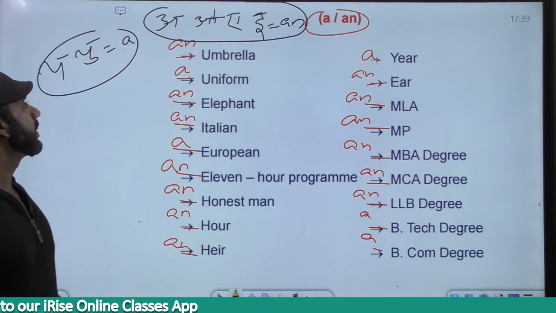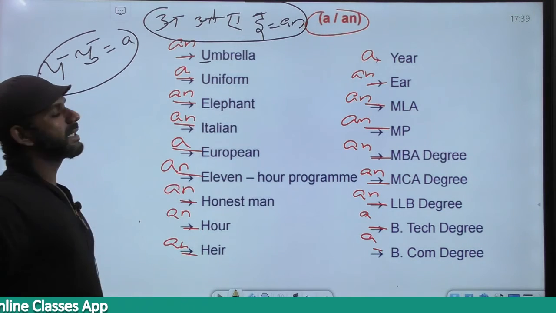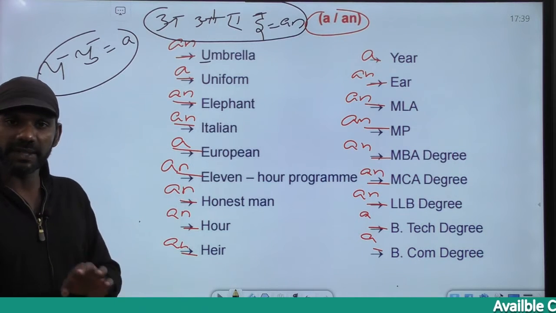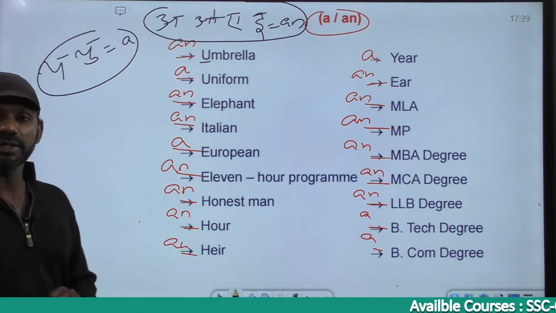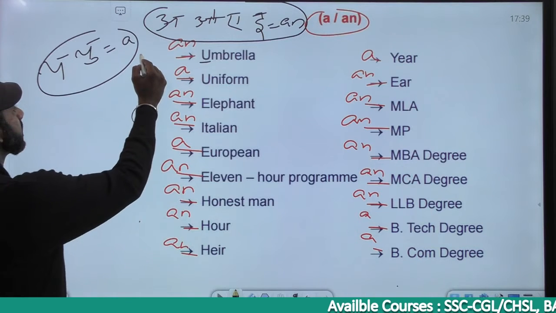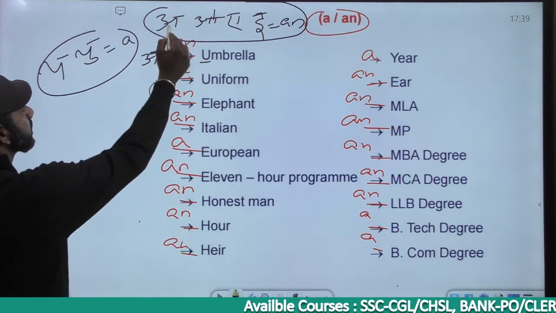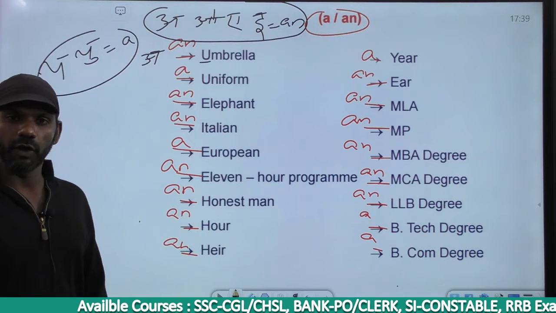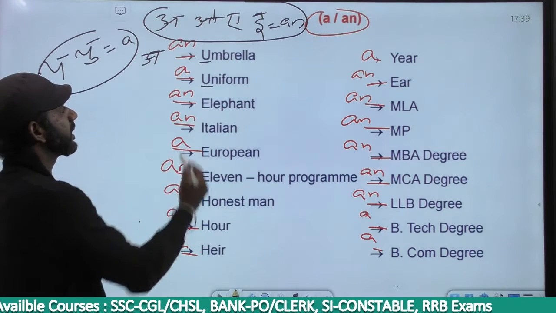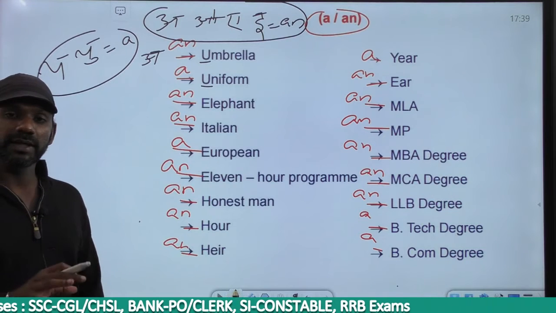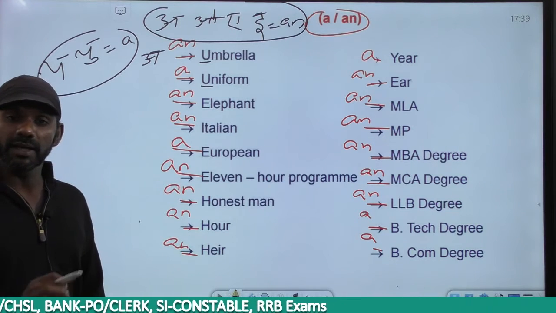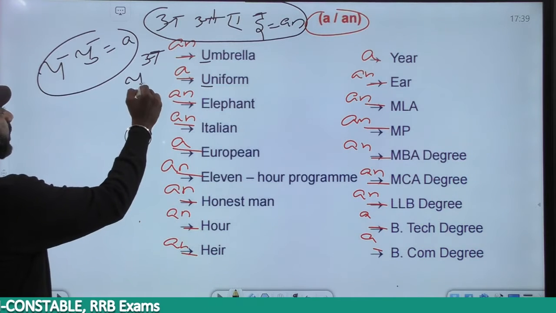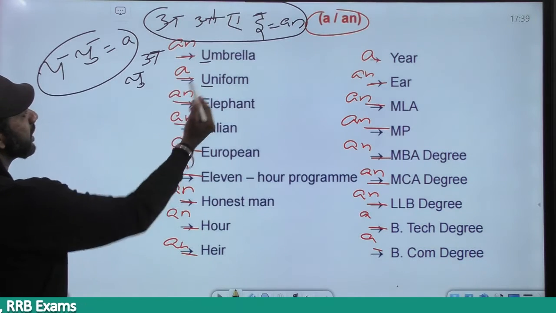Dash umbrella, U is a vowel letter. Forget about it. This word is pronounced as umbrella. Umbrella, what's the first sound? A is the first sound here, so it must be an umbrella. Dash uniform, U is a vowel letter, forget. This word is pronounced as uniform. Uniform, what's the first sound here? U is the first sound here, so it must be a uniform.